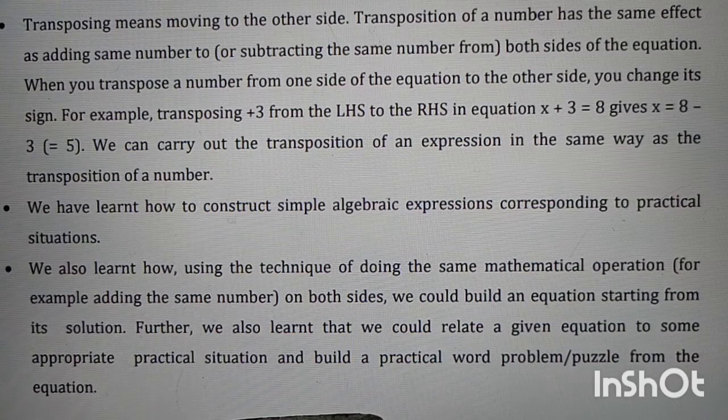Further, we also learn that we could relate a given equation to some appropriate practical situation. Practical situations means word problems. You know now how we solve word problems from the last exercise 4.4 that we have already learned. So all these you must note down in your notebooks, and I will show you a few examples and videos related to these key points for more understanding.